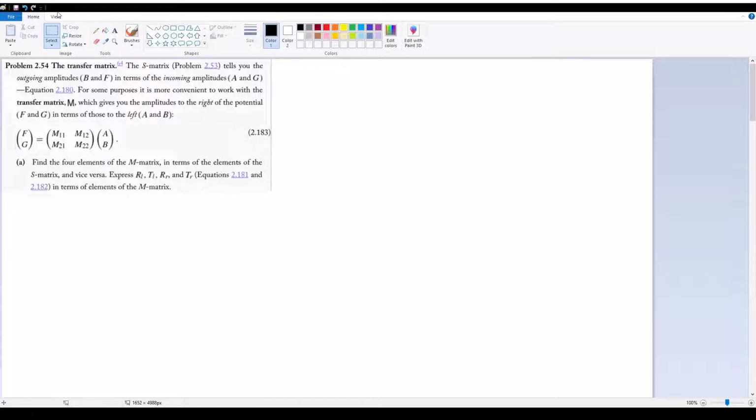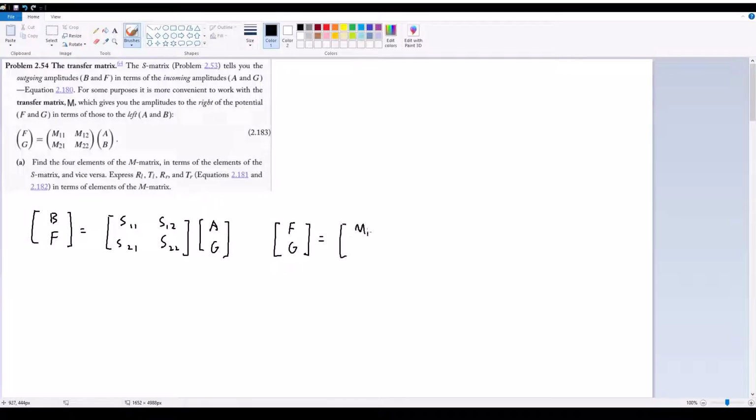So, for reference, our two equations of interest are BF, expressed in terms of the scattering matrix S11, S12, S21, S22, multiplied by AG. And then we have our transfer matrix, which is going to express F and G in terms of the matrix M11, M12, M21 and M22, and this time in terms of AB.